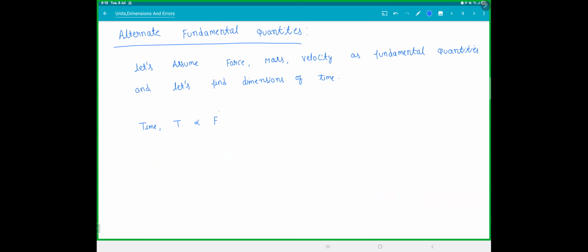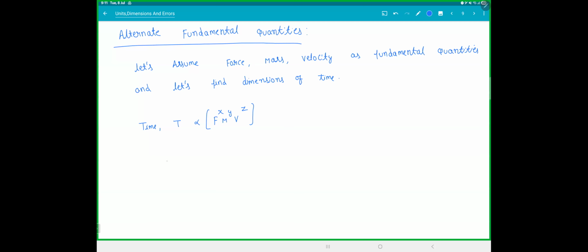So force power x, mass power y and velocity power z. These are the fundamental quantities. Is this making sense? Just like you're taking MLT, you're taking FMV. So if I can find the powers x, y, z, my job is done. So listen carefully, how do we handle this?